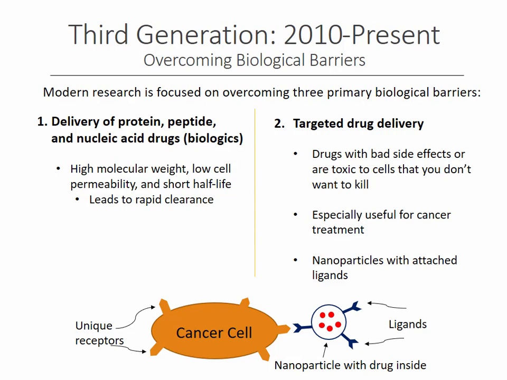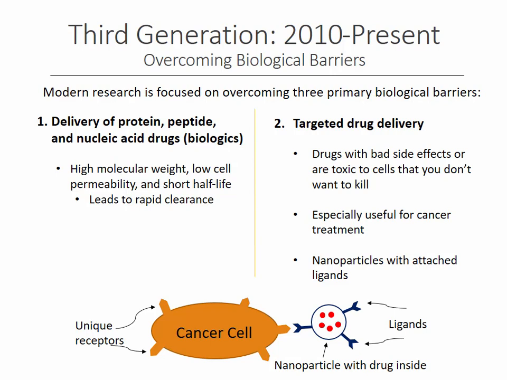All right, so the second generation created all these vehicles only to find out there's biological barriers that must be overcome for the drugs to be effective. So the first barrier that they identified was those protein, peptide, nucleic acid drugs I was talking about before. Due to their structure, they struggle to permeate cells, and they also are rapidly tagged for clearance by the immune system. So we're going to be talking about how we overcome that barrier in a bit here.